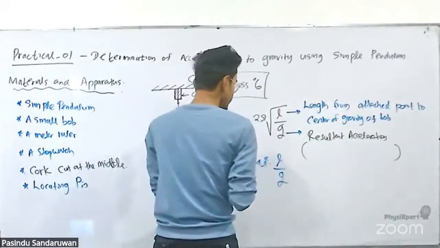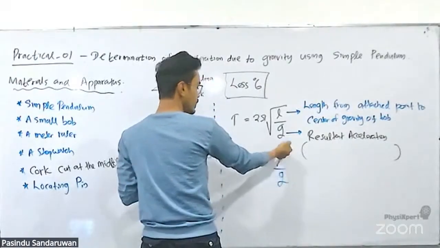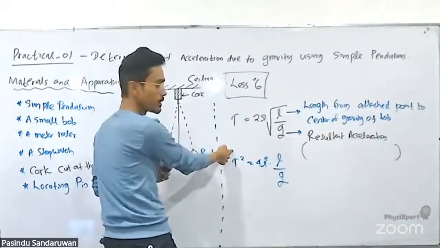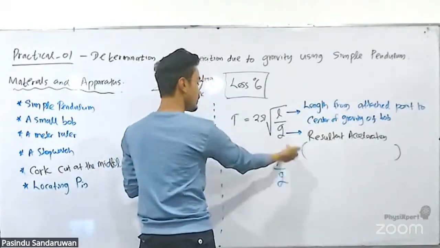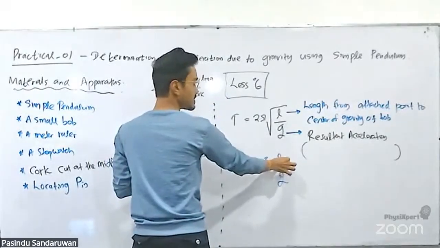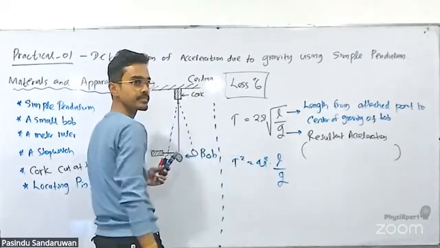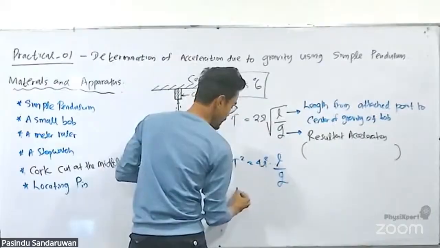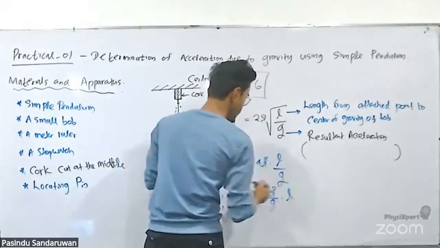So therefore, we are going to change L. And when L changes, accordingly, T changes, no? Because 4 pi squared is a constant, g is a constant. When L changes, accordingly, T squared changes. Right? So when L is the independent variable, T squared becomes the dependent variable. Considering that, we can rearrange the equation to plot a graph.